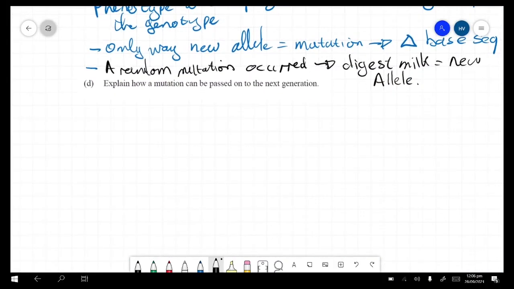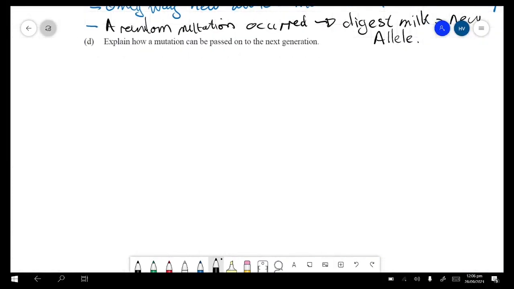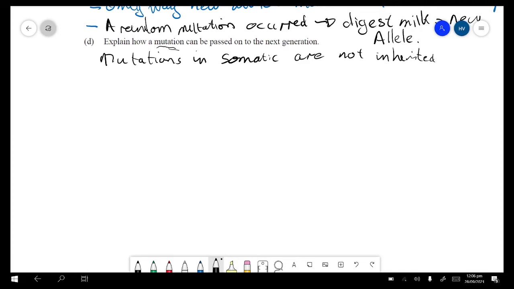Okay, then explain how a mutation can be passed on to the next generation. So, mutations happening in body cells cannot be passed on. Remember, body cells, also called somatic cells, are not inherited. Now, also check any words in here that we haven't defined yet. No. Okay. And passed on means fertilization. So, mutations in somatic cells are not inherited. Only gametic mutations can be passed on or inherited.